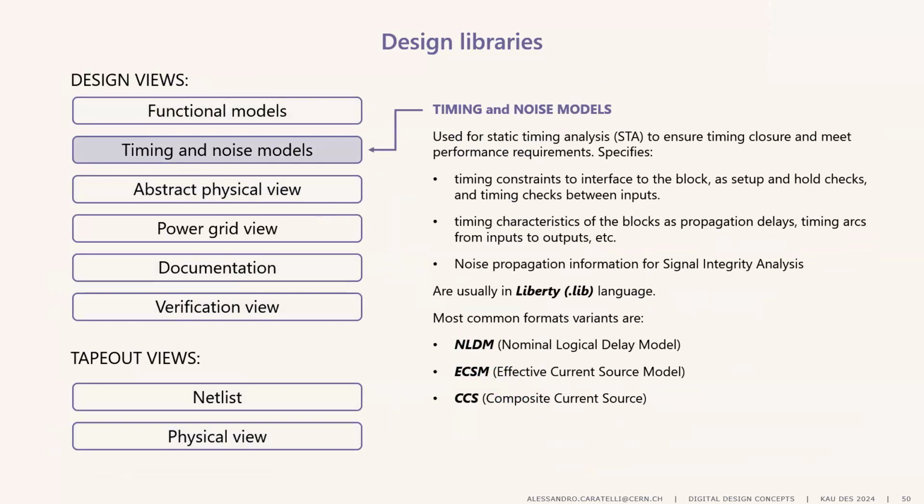Then, another important view is the timing and noise models for the library. Timing and noise models are used for static timing analysis to ensure timing closure that meets the performance requirements. What you want to characterize about this cell or block is the timing constraints to interface to the block, the setup and hold checks between the inputs, but also the timing characteristics of the block, such as the propagation delay of signals from the input to the output, the timing arcs, and also the noise propagation of the cells.